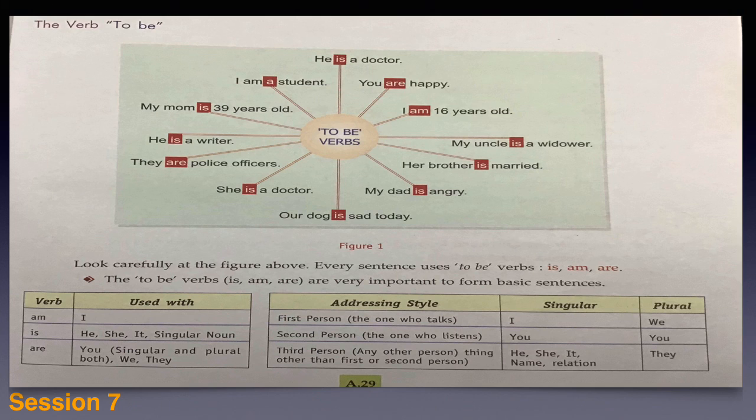Now, addressing style. The first person, the one who talks in the sentence, is I, with the plural we. Second person, one who listens, is you, and the plural is also you. Means the plural of you is you, we all know that. The third person is any other person in the sentence, other than the one who talks and the one who listens: he, she, it, name or relation. The plural of these is they.